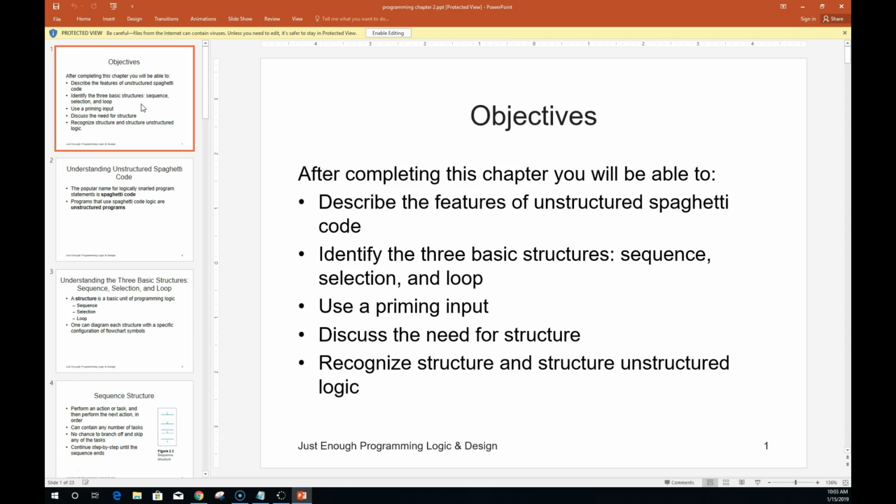All right. So now there's some pieces behind that. So we're going to talk about what a priming input is. And that's probably the strangest thing we do in here the entire year, this thing called a priming input. We have to use a priming input. We have to talk about why we need structure. And we're going to work on structured versus unstructured, what the two look like.